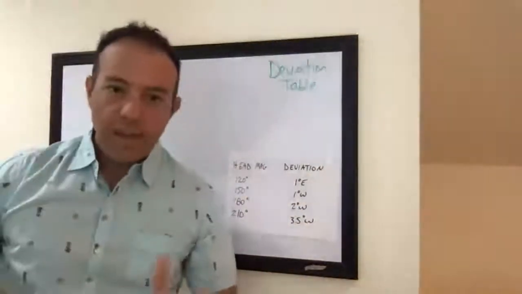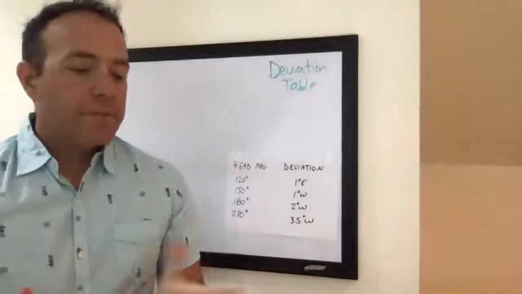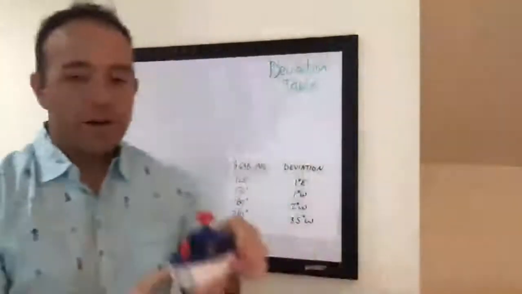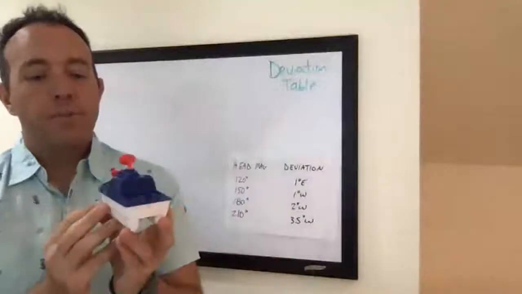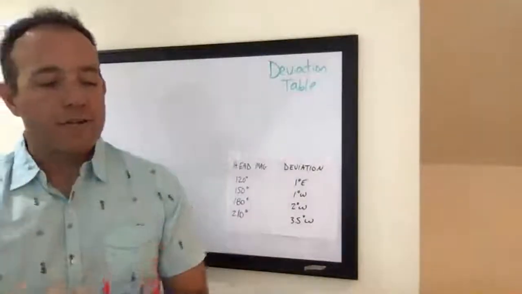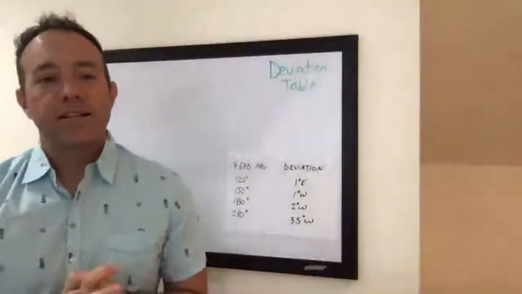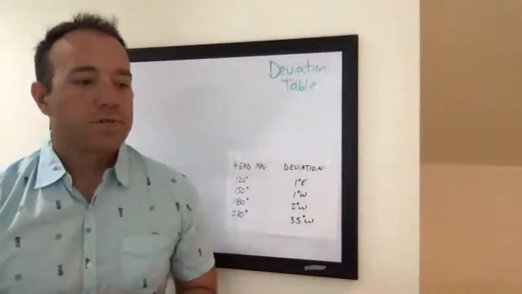What's going to happen every year or so is you're going to go out on your ship and do what's called spinning the compass, and you're going to take bearings as you spin around. And the deviation is going to be charted so that you've got a table that you can refer to over the course of the year.